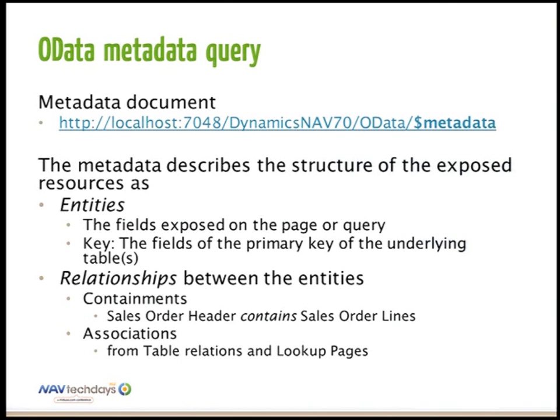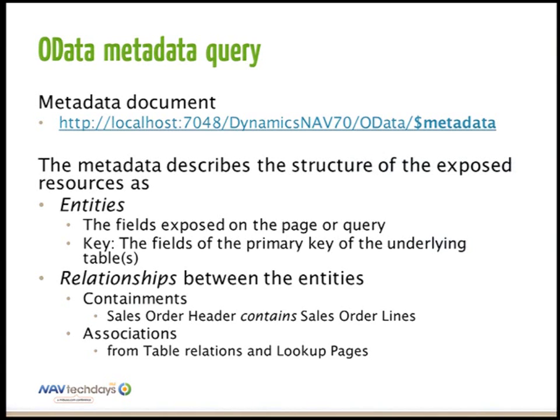The last one you can do is the metadata query, and when you run this, you will get a description of how this OData endpoint is constructed, what resources there are, what fields each resource contains, name, city, whatever, and the type of the field. And you will also get the keys. If there are any keys, they will also be listed in the key section. And then the last thing included in this metadata is the relationships. And relationships in NAV are only supported for pages.